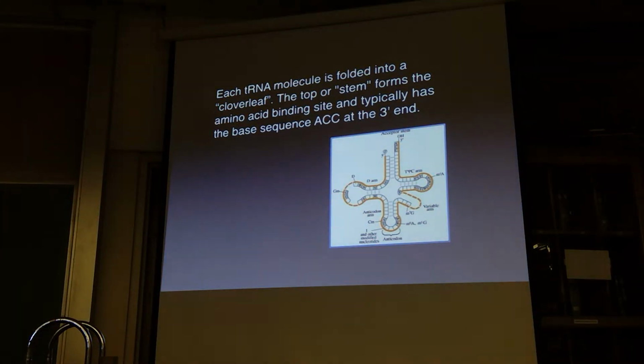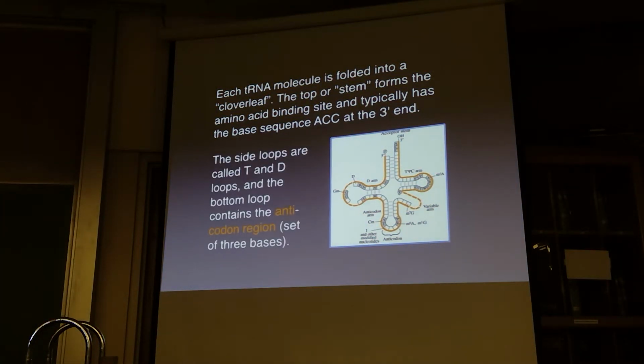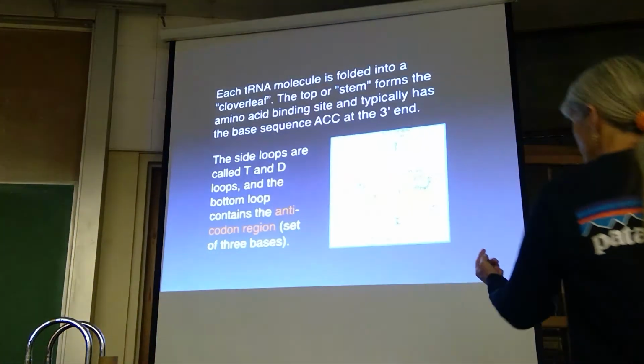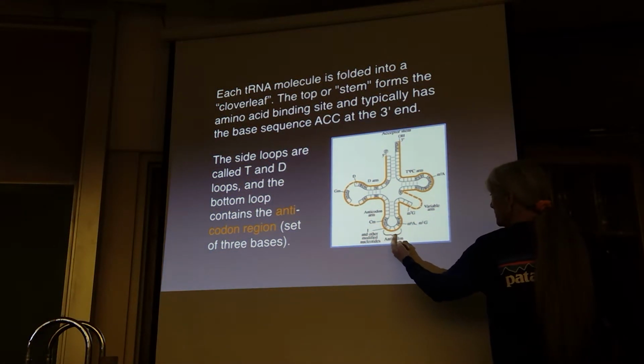And then we have loops off to the side that are referred to as T loops and D loops. Don't spend a lot of time deciding which side is T and which side is D, because it depends on where you are relative to the transfer RNA. If you're looking at this diagram from this side, you could say the D is on the left, but if you were looking at it from the other side, the D is on the right. So never mind. You need to know that the top is where the amino acid binds, and you need to know about this little sequence down here. This is called the anticodon region.